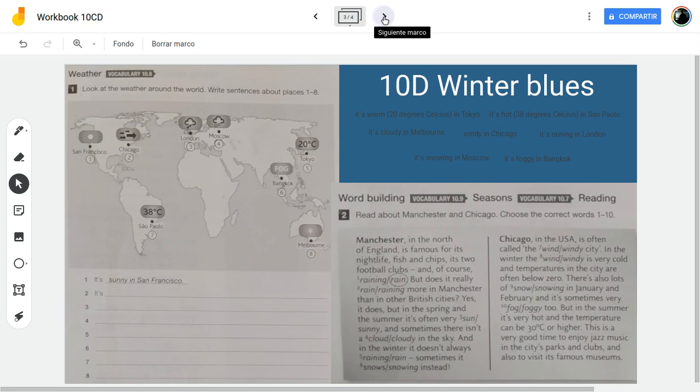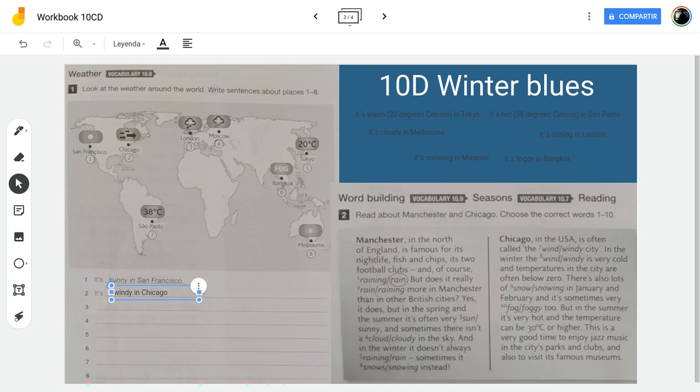Going to the next one. Here we have some weather adjectives and verbs. We need to put them in order according to the city. For example, number one, it's sunny in San Francisco. Number two is wind. We say, it's windy in Chicago.